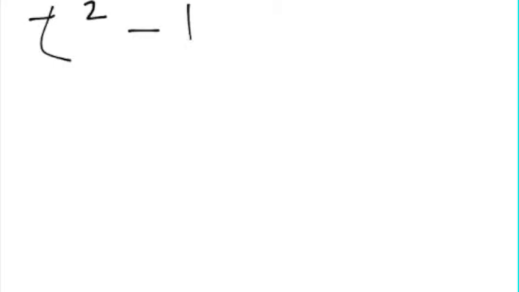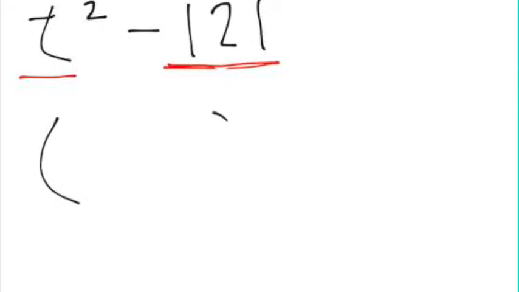Let's say t squared minus 11. So let's look at the three rules. Is this a binomial? Yes, it is, because it has two different parts to the problem. Now, do they have a square root? Excuse me, this is supposed to be 121. Does t squared minus 121 have a square root? They do. And are both terms being subtracted? They are. So now we can work on the problem.